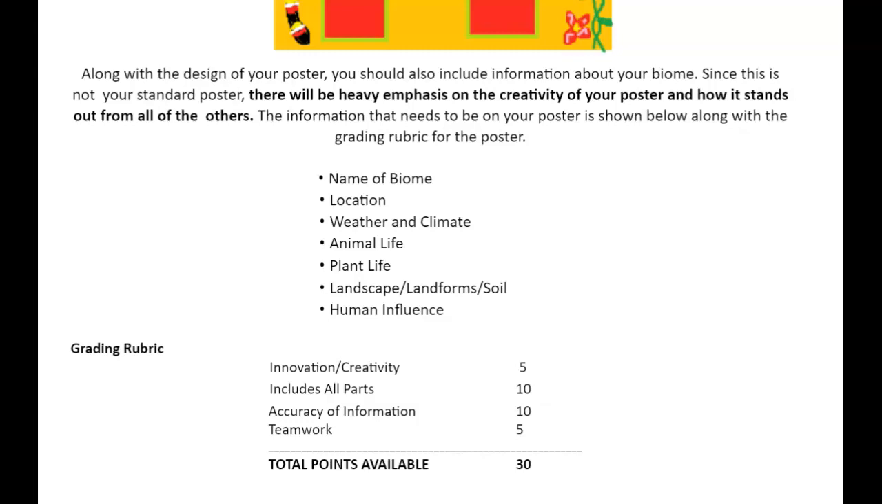So anyway, the things that you want to include. The name of the biome is mentioned. Location. So what a lot of students do on this is they'll print out what's called a range map and then also say it in words. You can choose to do these things in bullets or paragraph form or a combination. That's fine with me.